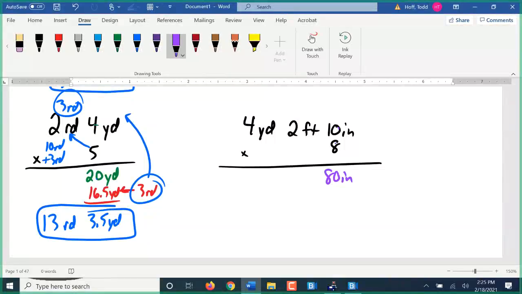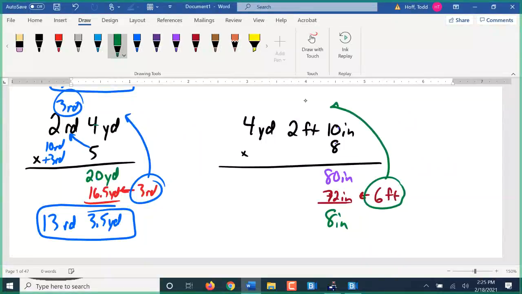Okay, we passed it. We're back down to 6 feet. 6 times 12 was 72 inches. 80 minus 72 is 8 inches. Carry our 6 feet. Now we multiply there. 8 times 2 is 16 feet, plus the 6 we carried. That is 22 feet. Now again, let's look at our yards.